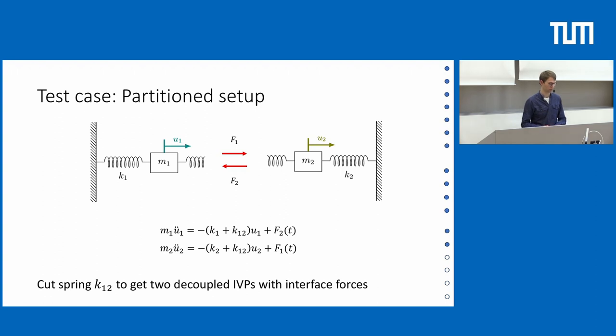And maybe, how is this going to be initialized? In the left system, we will have an initial displacement of the mass, in the right system not, so that when we start the simulation, the left system will start to oscillate. And because we do exchange forces, the right system will follow and we'll get an oscillation of the two subsystems.